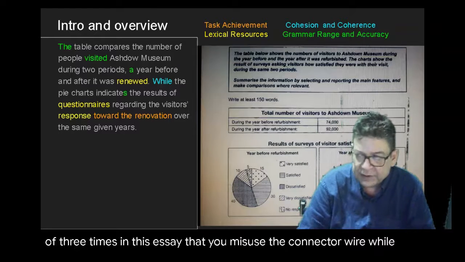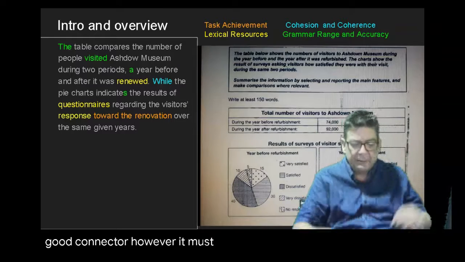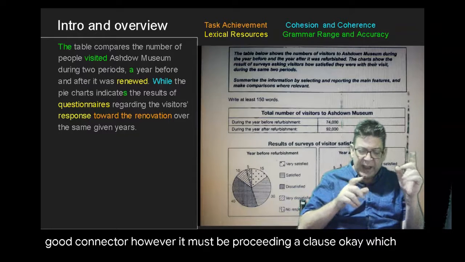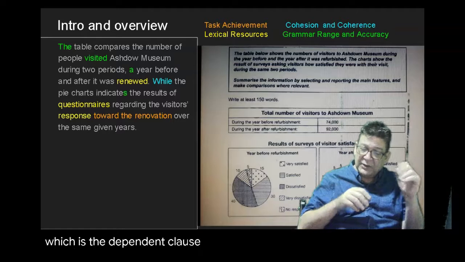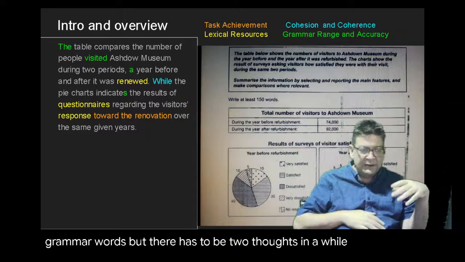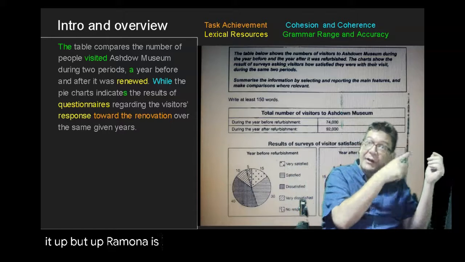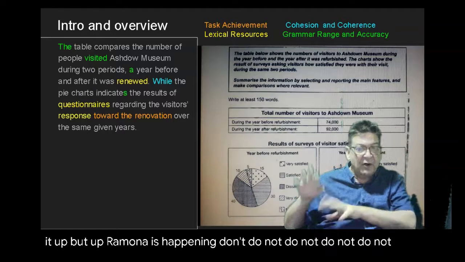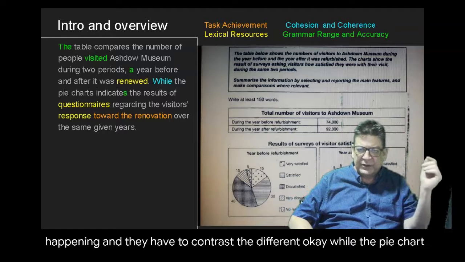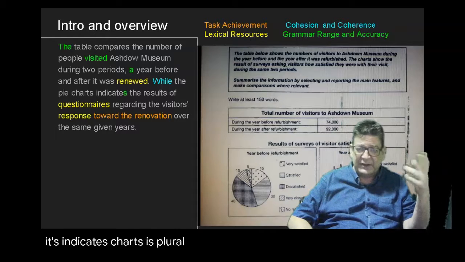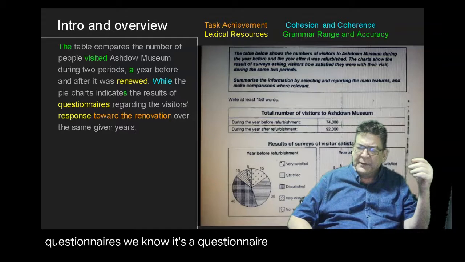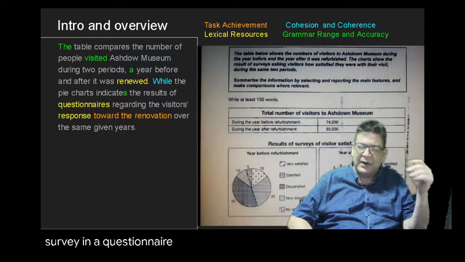While is a good connector, however, it must be preceding a clause, which is the dependent clause of the main clause. I know that's a lot of grammar words, but there has to be 2 thoughts in a while. While something is happening, something else is also happening. And they have to contrast, they have to be different. While the pie charts indicates, okay, charts is plural, needs to be indicate the results of questionnaires. Do we know it's a questionnaire? No, we know it's a survey. A survey and a questionnaire are not exactly the same thing.